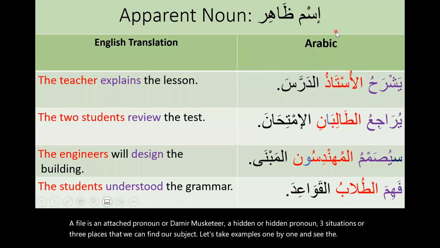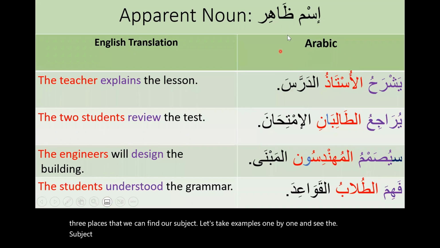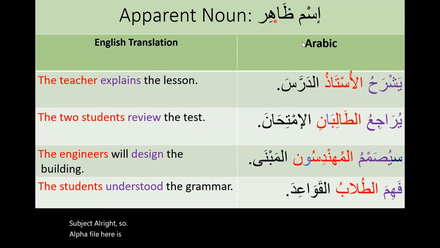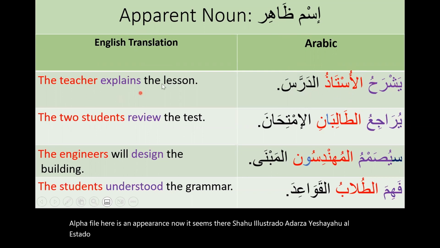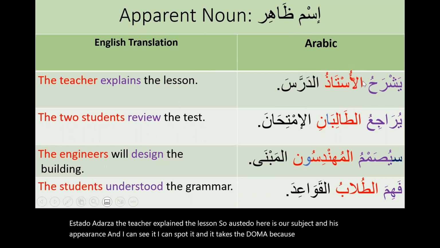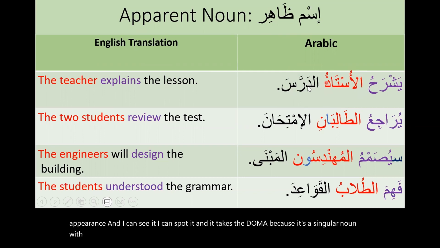All right. So al-fa'il here is an apparent noun, اسم ظاهر. يشرح الأستاذ الدرس. Al-Ustadhu ad-darsa. The teacher explained the lesson. So Al-Ustadhu here is our subject and it's apparent and I can spot it, and it takes the Dhamma because it's a singular noun with the alif lam, Al-Ustadhu ad-darsa.